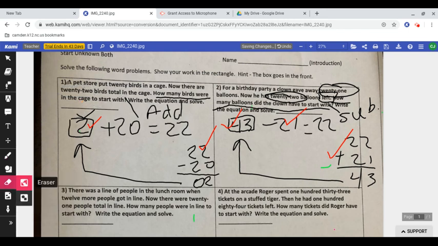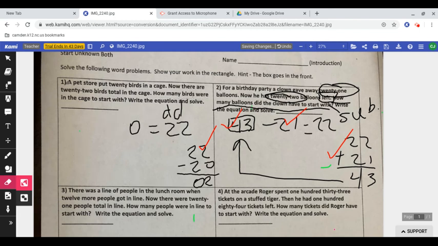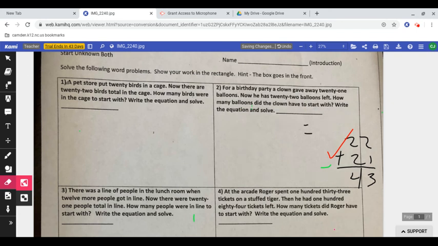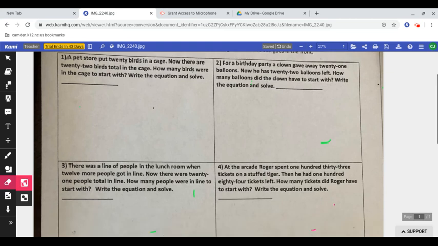So Miss Connie's going to erase all of this. If you need to rewind a little bit and look over number 1 and number 2 again, feel free to do that. Stop the video as you go along as you need to. I am going to move on to number 3 and number 4.